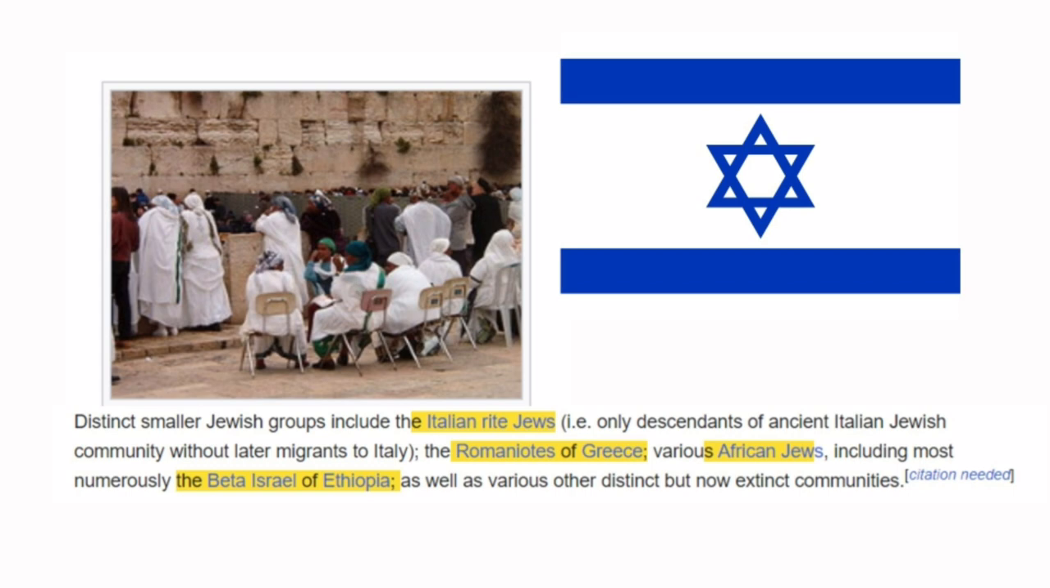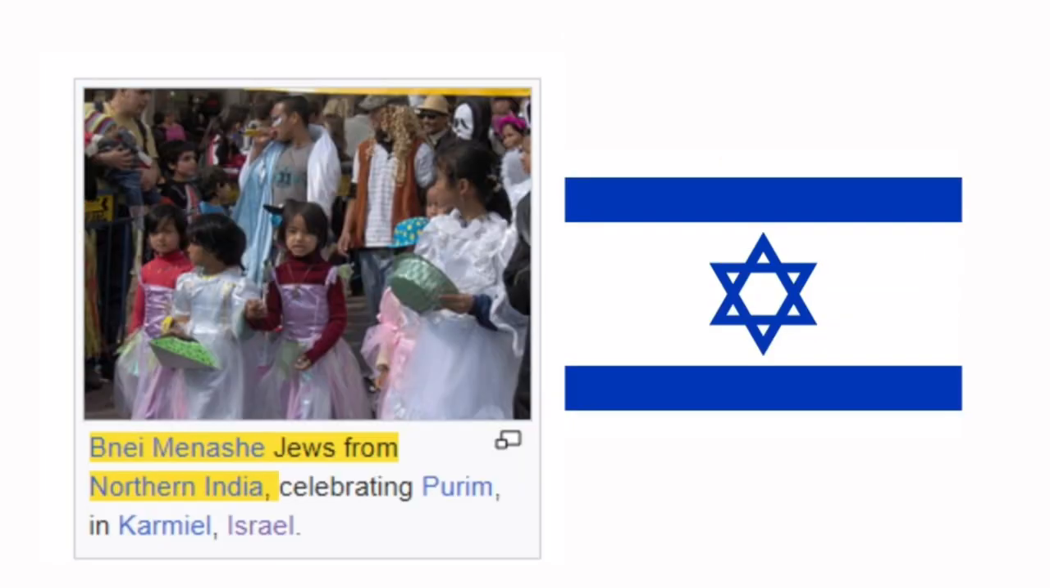Distinct smaller Jewish groups include the Italian Rite Jews, also known as the only descendants of the ancient Italian Jewish community without later migrants to Italy, the Romanotes of Greece, and various African Jews, including most numerously the Beta Israel of Ethiopia. Also included in this federation of Jewish people of different ethnic types are the Bene Manasseh Jews from northern India. In this picture, they are celebrating Purim in Carmel, Israel.